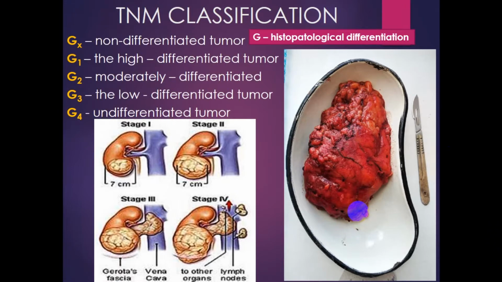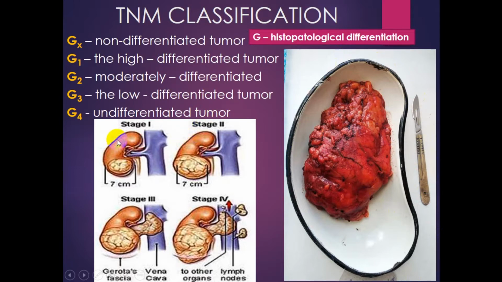The next one is G, histopathological differentiation, gradation. Here you can see a kidney with infection and tumor. This is the enlarged one. You can compare with a scalpel, about 15 centimeters enlarged. In normal position it's 11 centimeters. The tumor is not very large but present.